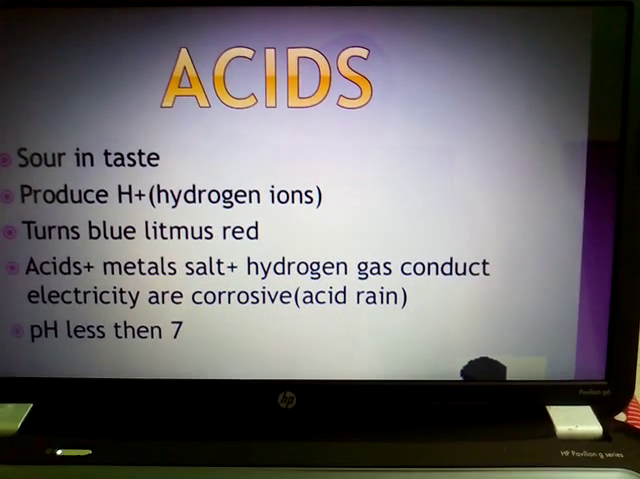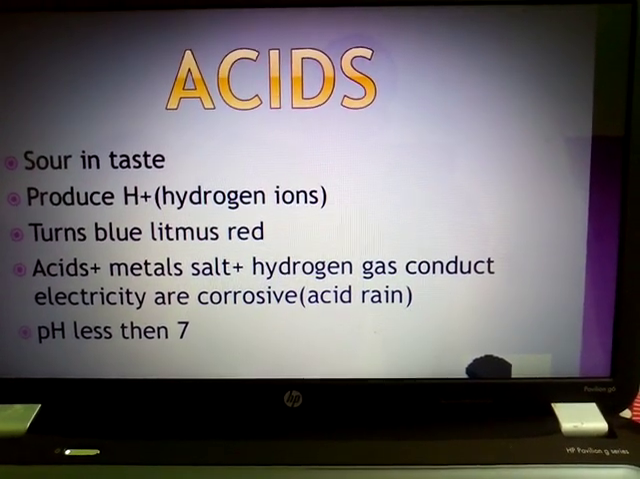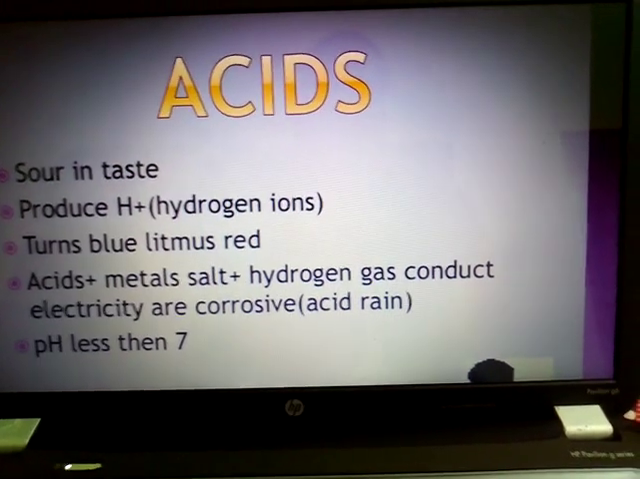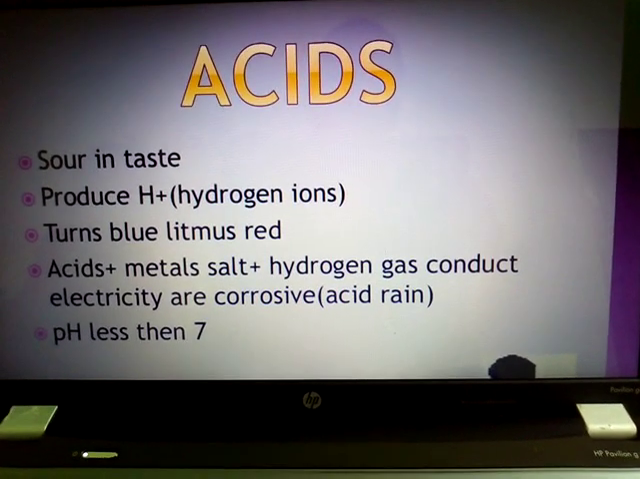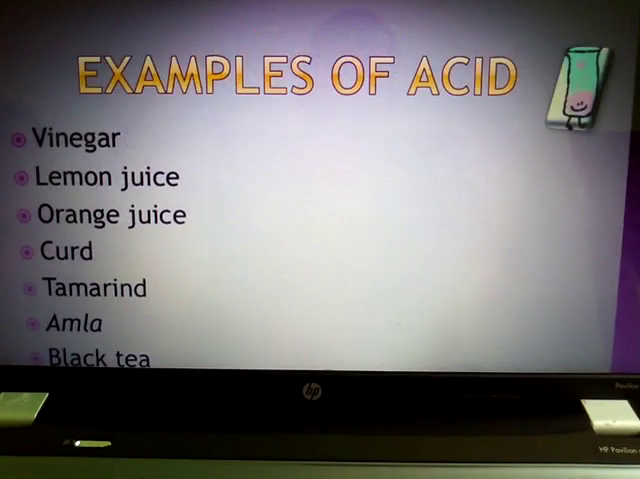Base or alkali is also known as hydroxide. It means it has the hydroxide ion. As the acid has the hydrogen ion, the base has the hydroxide ion, that is OH.